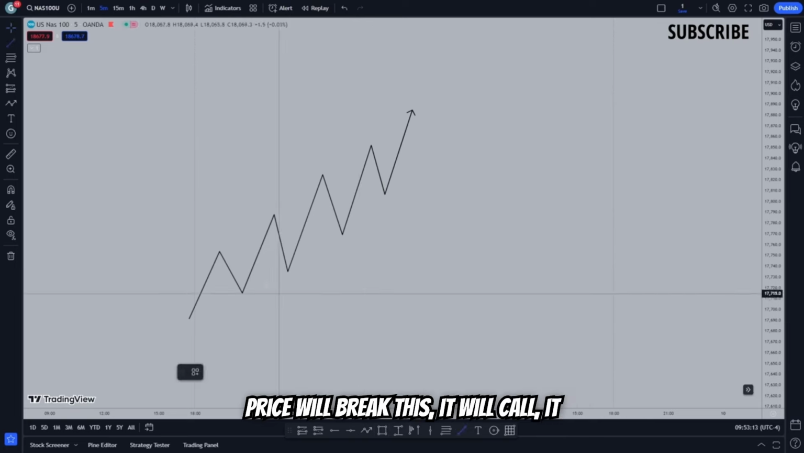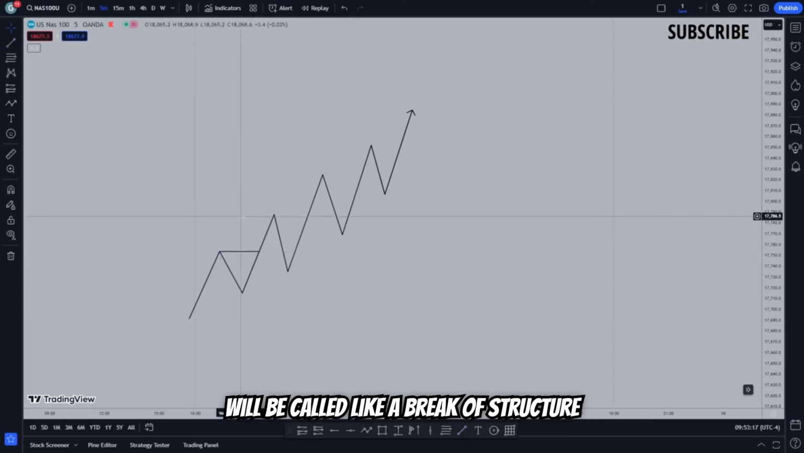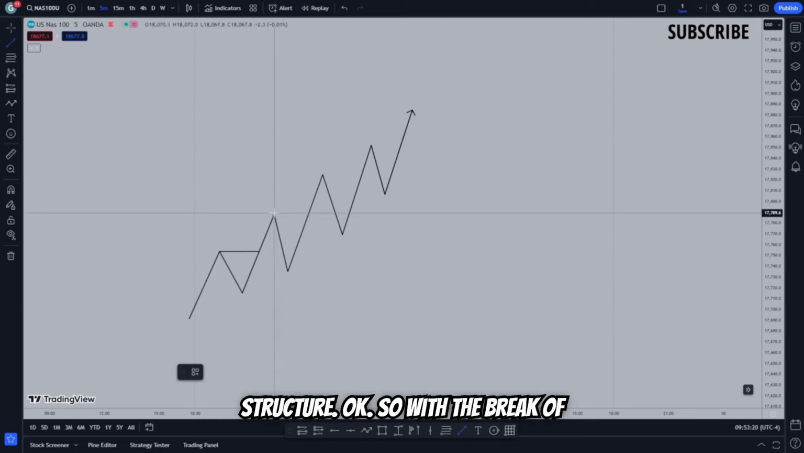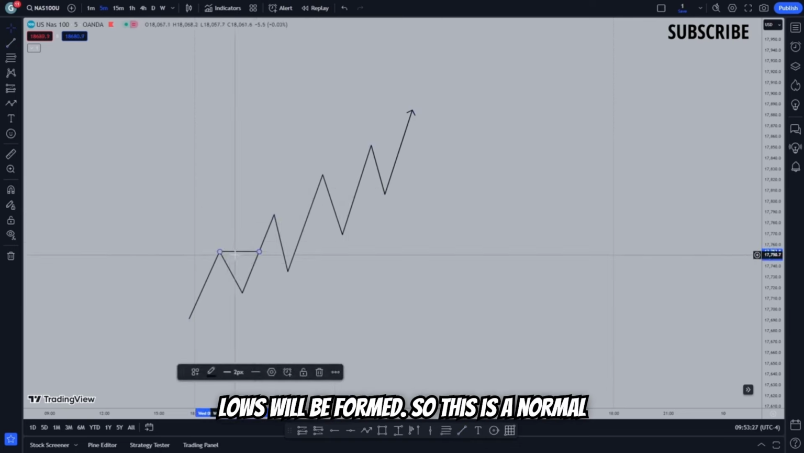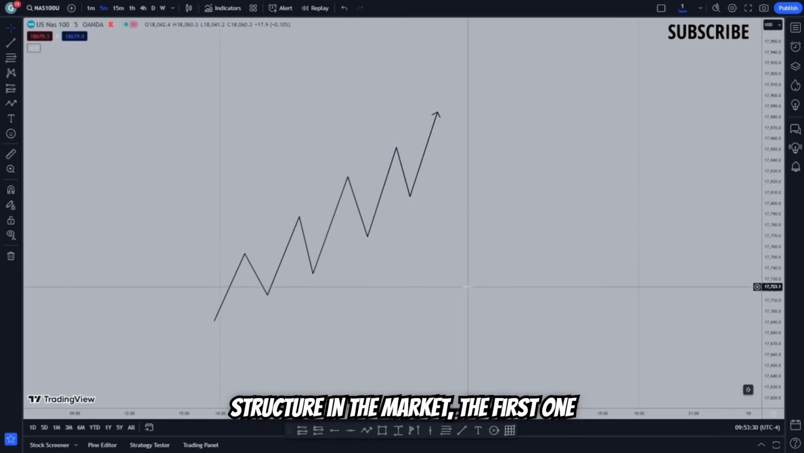Whenever price breaks this, it will be called a break of structure, and this will also be called a break of structure. So with a break of structure, the higher highs and higher lows will be formed. This is a normal structure in the market, the first one.